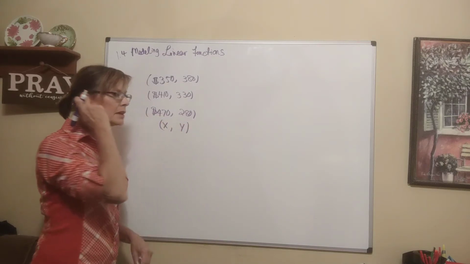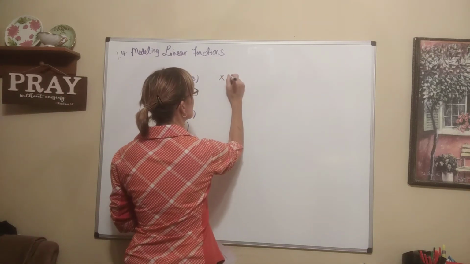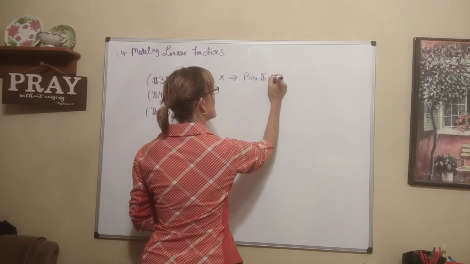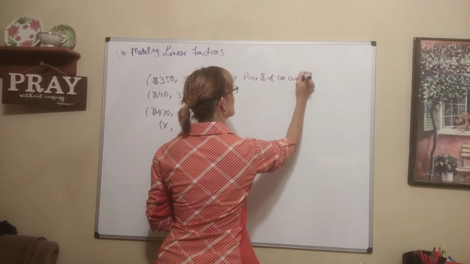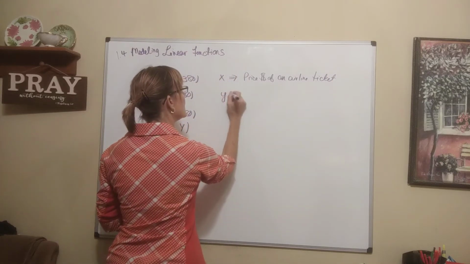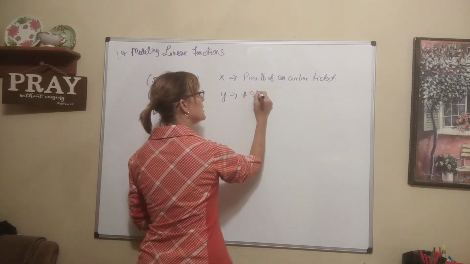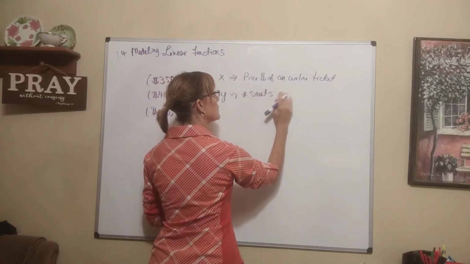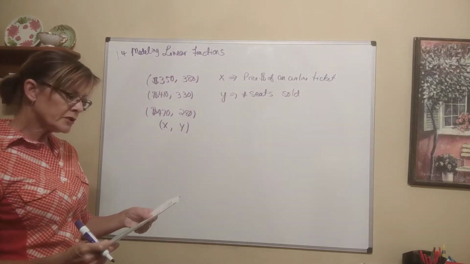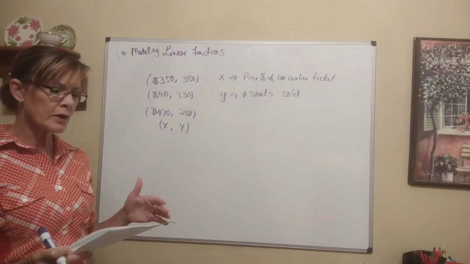So this next step is really important. Write down what x represents. So x represents the price of an airline ticket. All right, and y represents the number of seats sold.